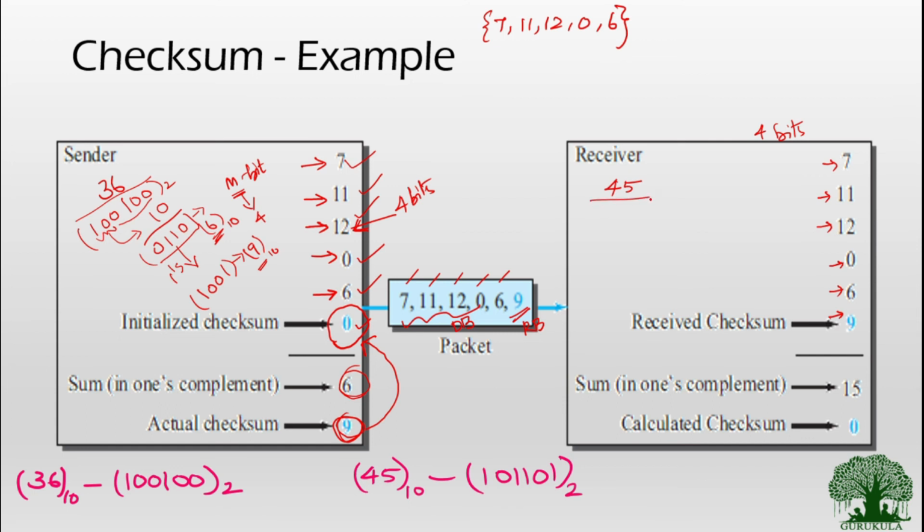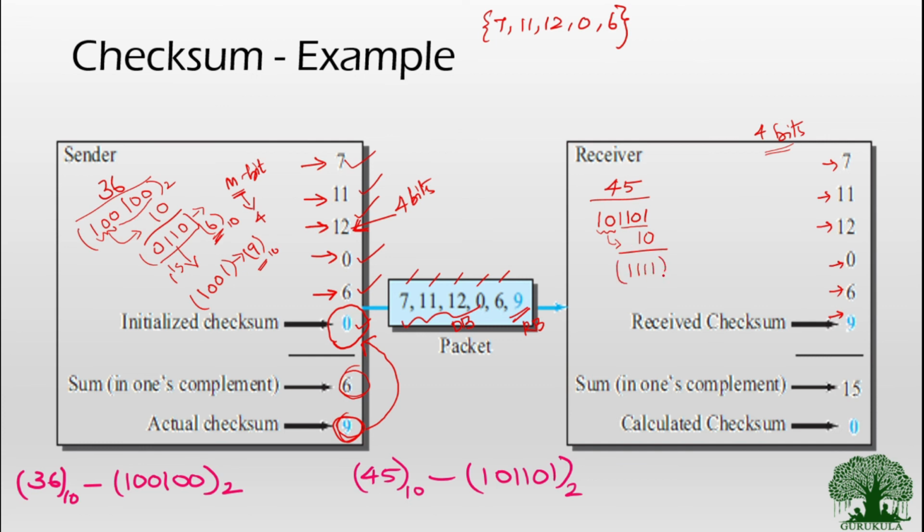I will have to represent this 45 in binary. If I represent 45 in binary, I will get 101101. We very well know that the checksum should be only in 4 bits. So I will keep only the last 4 bits, and then I will successively add this 10 to my next row. So I will add 10 over here. I will be getting 1111.